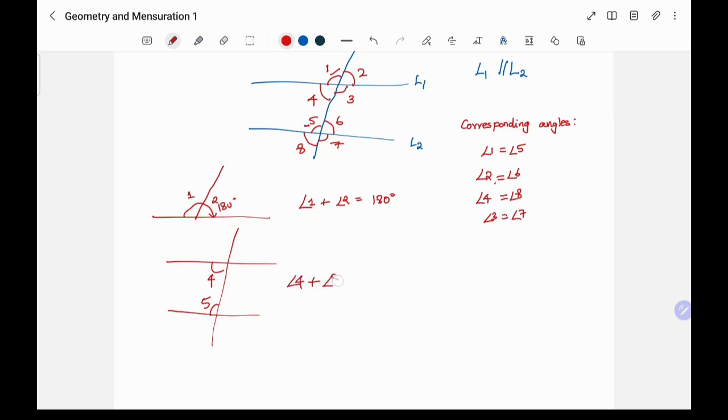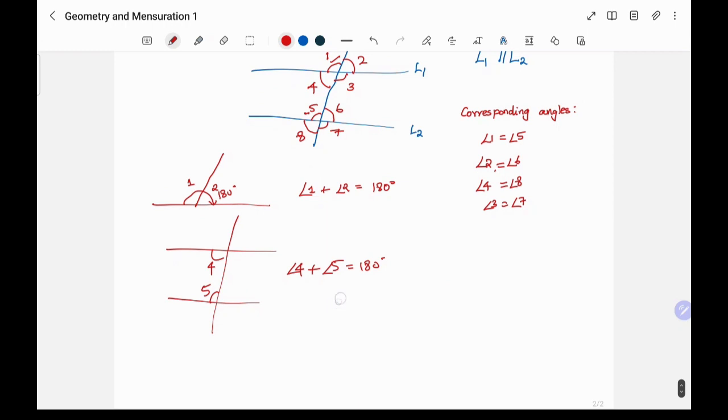So this is also 180 degree. Why should this be 180 degree? Suppose if it is less than 180 degree, then what will happen? You know a triangle, right? Sum of angles of triangle is 180 degree. So this angle plus this angle is less than 180 degree. Then it means that somewhere at a point, as we extend, they will meet.